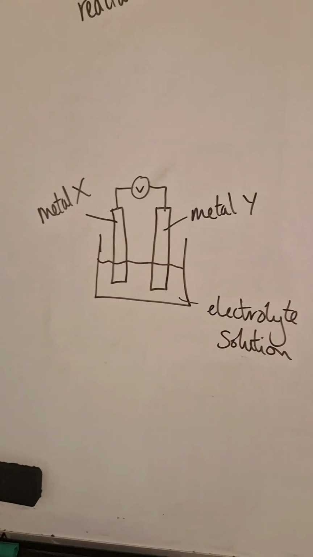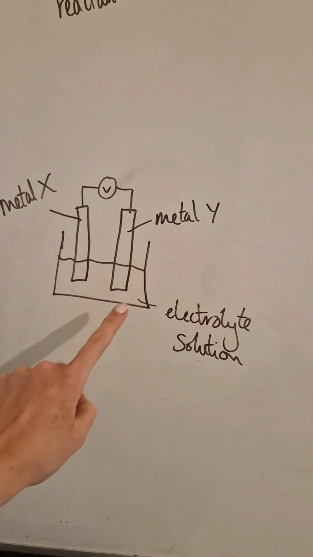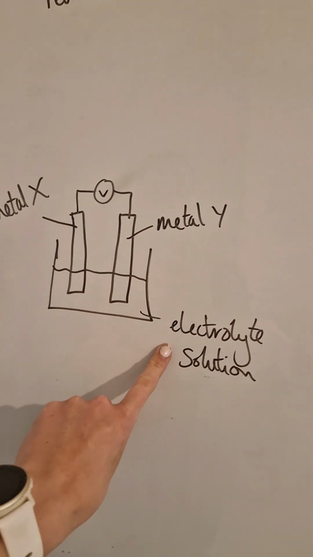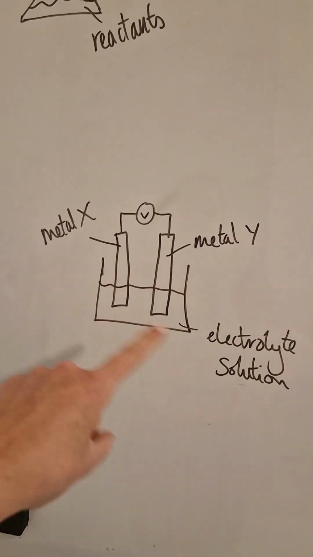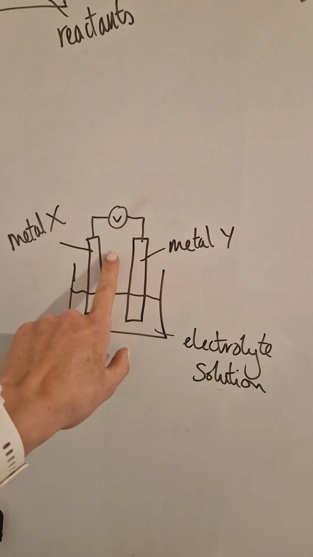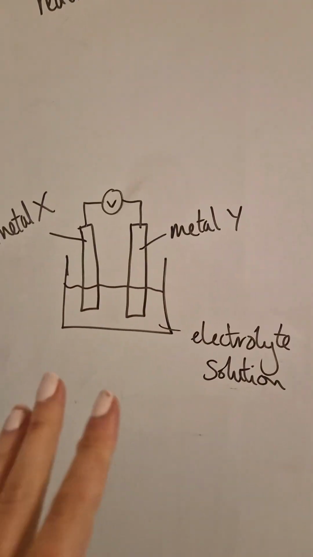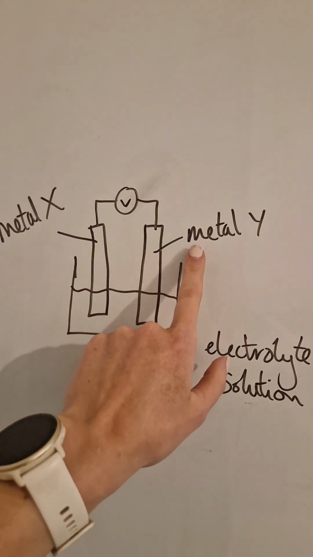And then lastly, we've got the metals. So you would have 2 metals paired up in this cell. You would use an electrolyte solution, which is an ionic solution that allows for conductivity or completes the circuit. And normally this experiment is measuring the voltage between the 2 metals. To make this a fair experiment, you would normally keep one metal the same and just change the other metal.